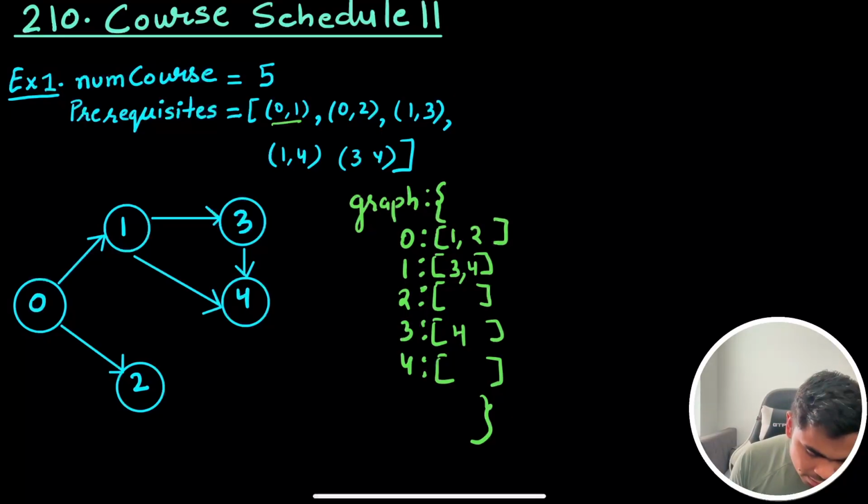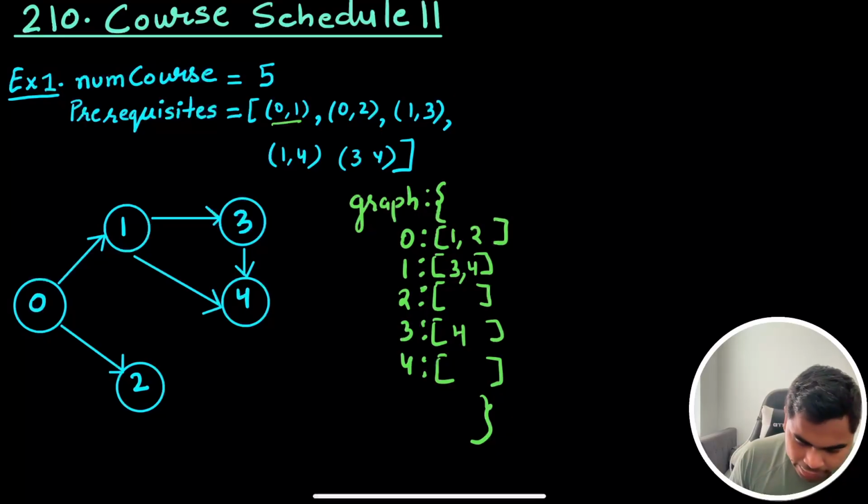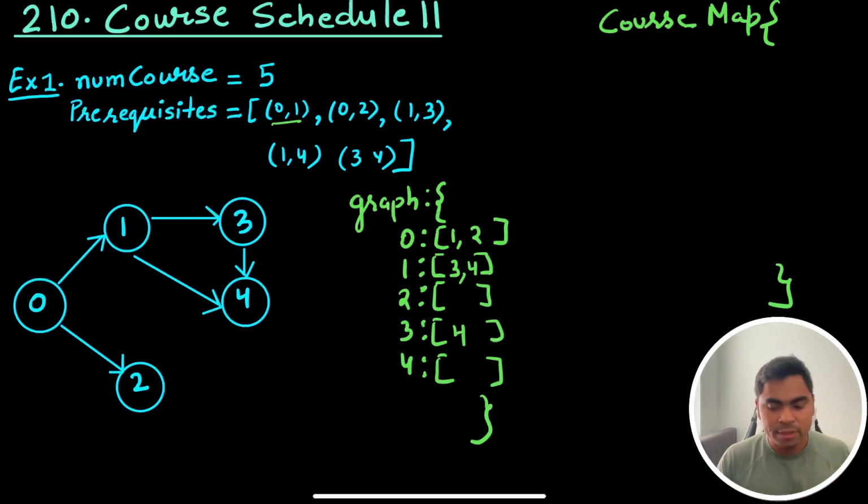Then we're going to start visiting all these courses. In Course Schedule, we returned true if we were able to visit all the courses. This time we will be tracking the order in which we are visiting, and if successful we will return that order. Right, so we're going to have a course map which will store the Boolean value of whether we can visit those courses.